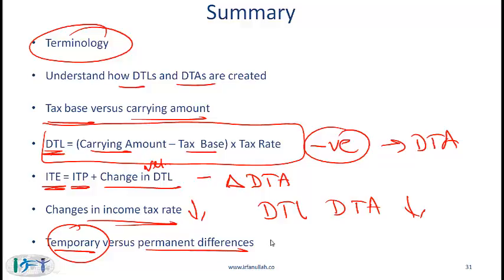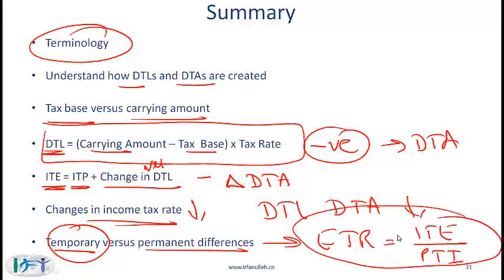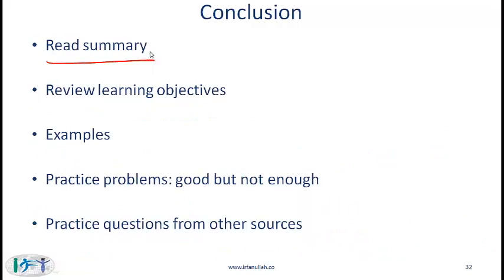When you have a permanent difference, then that changes the effective tax rate, and the effective tax rate is given by the income tax expense divided by the pre-tax income, and this comes purely from the income statement, which is a financial reporting concept. As usual, I will suggest that you read the summary, review all the learning objectives.